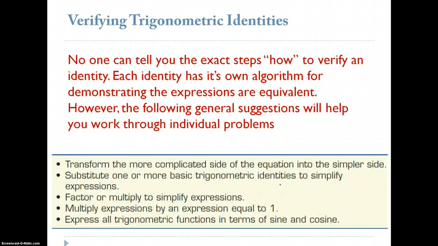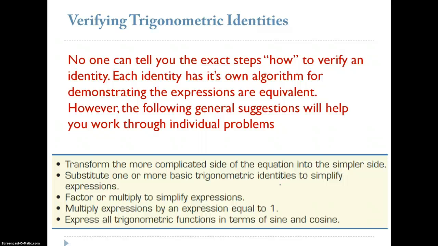So the last thing that we want to look at today is something called verifying trigonometric identities. So how do you verify a trigonometric identity? You essentially want to show that two sides are equal to each other by showing that they're the exact same thing. So I've got an equation, it's got a right side and a left side. I want to work one side until it's equal to the other side.